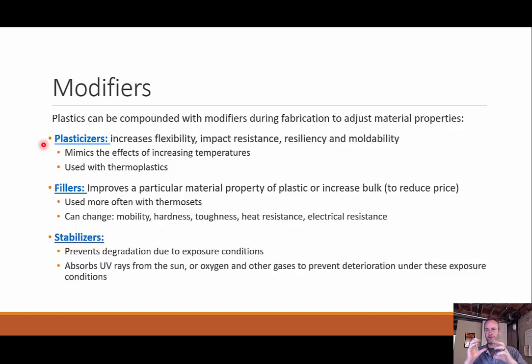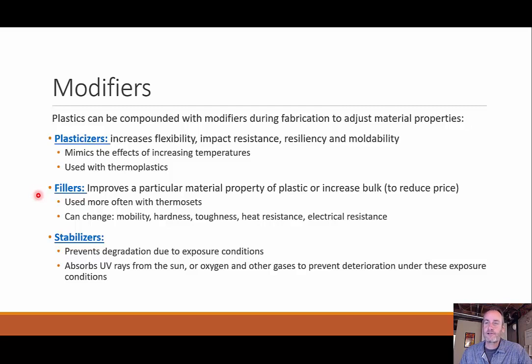What we're doing is we're making it more flexible, more pliable, more impact resistant. Basically, it's the same thing as if I were to heat up a plastic, you can imagine how it's more pliable and flexible and it won't want to snap. Well, same idea with these plasticizers. And you can see you're using these with the thermoplastics, not so much with the thermosets.